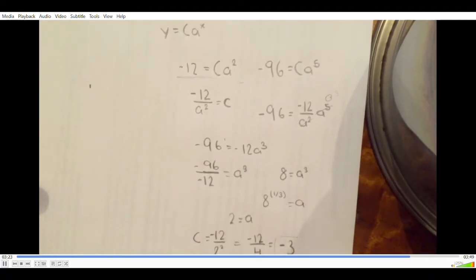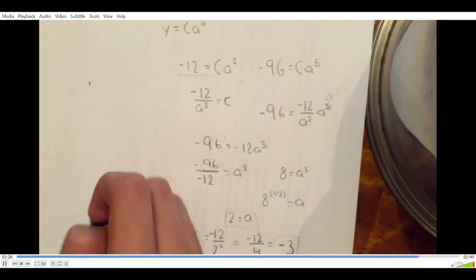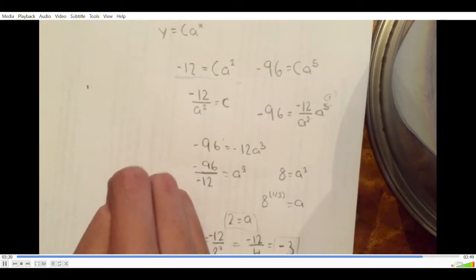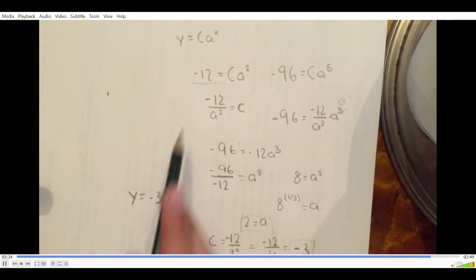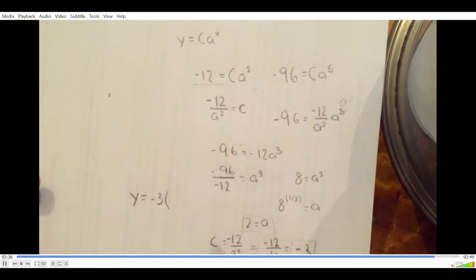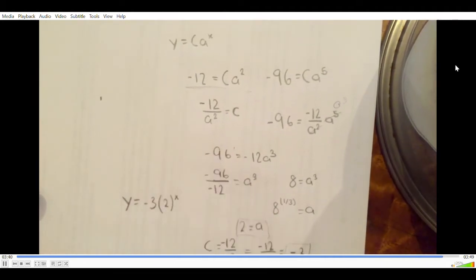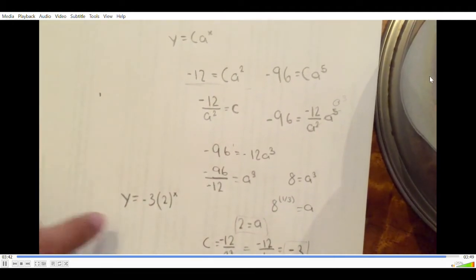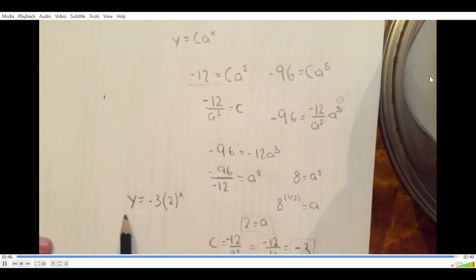This is our c, and this is our a. So now we know that our formula is y is equal to negative 3, parentheses, look, c is the negative 3, a in parentheses is 2, and to the power of x, that is the coordinate that can be put with this formula. And now we know the system and we can solve it.